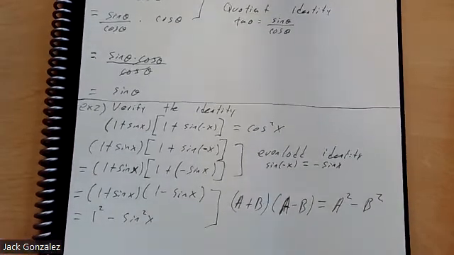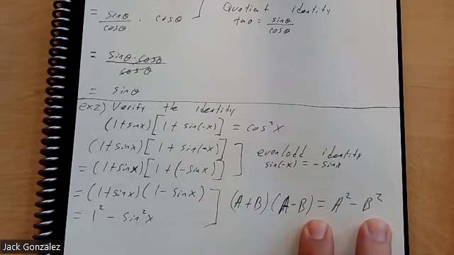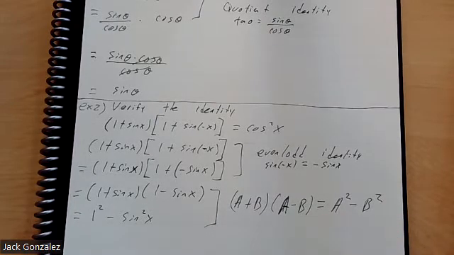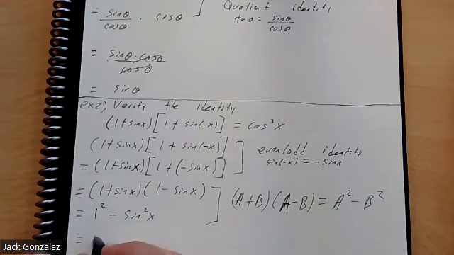Whenever you have something plus something times that same thing minus that same thing, it will always be this way. If you don't remember that and you just FOILed it out and multiplied everything, you're going to end up with this, no matter what. So even if you forgot, it's cool. I'm just trying to save you time.